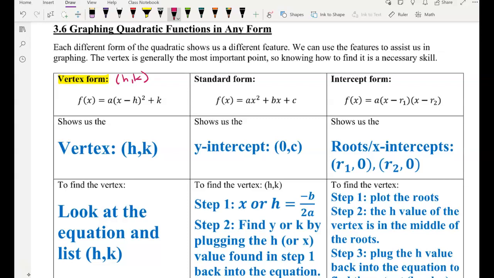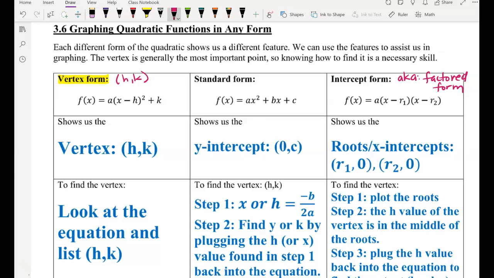The standard form is always going to be Y equals, or in this case, F of X equals AX squared plus BX plus C. And the last form is the intercept form. This is also AKA factor form. And again, we take out the A in the front and we factor it out. So therefore we have X minus R1. As you can see, R1 is going to represent root number one, and root is another word for X intercept.